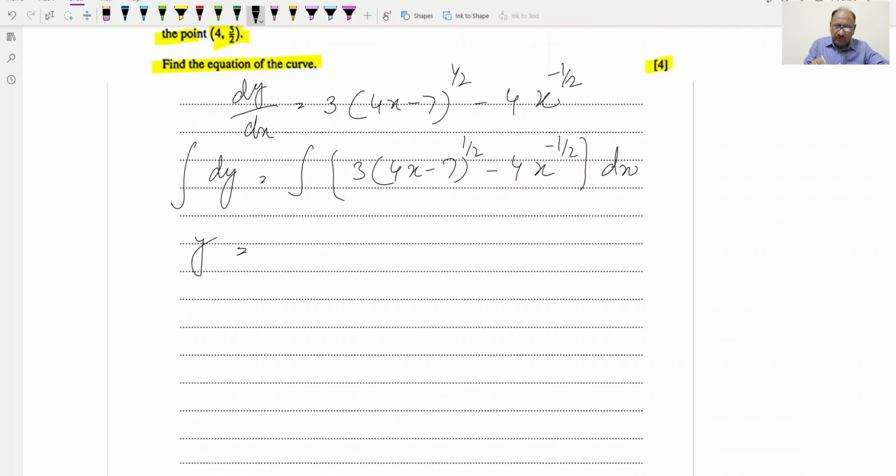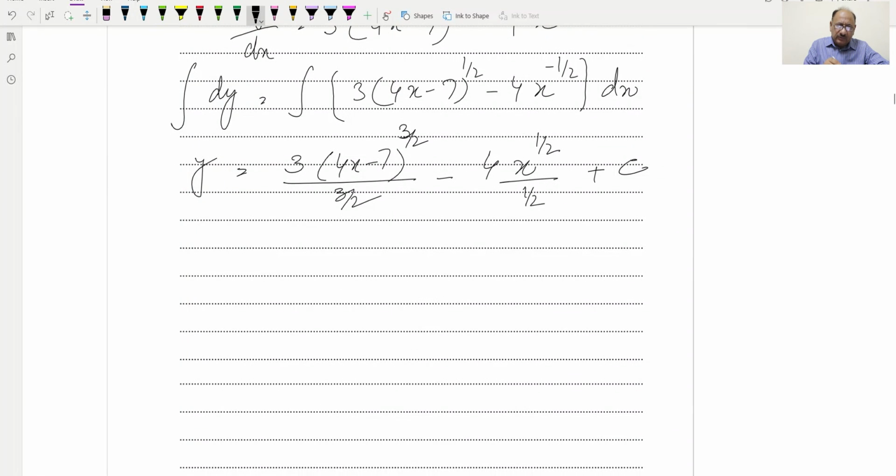So this will be 3 into (4x minus 7) raised to 1 by 2 plus 1, which is 3 by 2, divided by 3 by 2. The power will be divided also. So minus 4x raised to minus 1 by 2 plus 1, which is 1 by 2, divided by 1 by 2, plus the integral constant c.